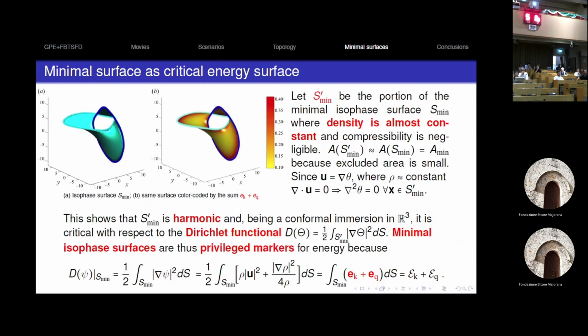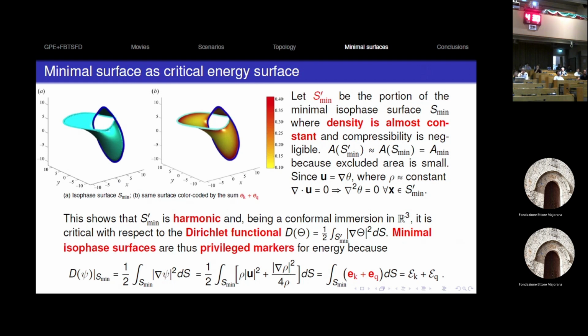Now, what's the link between that and minimal surfaces? There on the left, we have the Hopf link, and that is the surface of minimal area, which is an isophase surface, okay? So I take all possible isophase surfaces, which are surfaces connecting these 2 vortices, and I compute their areas, and then I find the minimum of this area as a function of the value of theta.